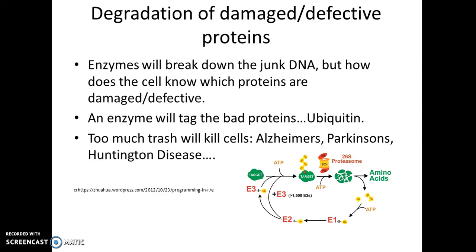So how does the cell break down defective or damaged proteins? Well, enzymes break those things down. We have proteases to do that. But there needs to be a tag on those defective or damaged proteins to tell the enzymes to break them down. And ubiquitin is a molecule that tags those proteins so they can be broken down. Too much trash kills cells. Alzheimer's, that happens. Parkinson's, that happens. Huntington's disease, that happens. All these things happen because you have too much non-functional protein, and that will kill the cell. If you kill brain cells, that's bad. They don't reproduce.